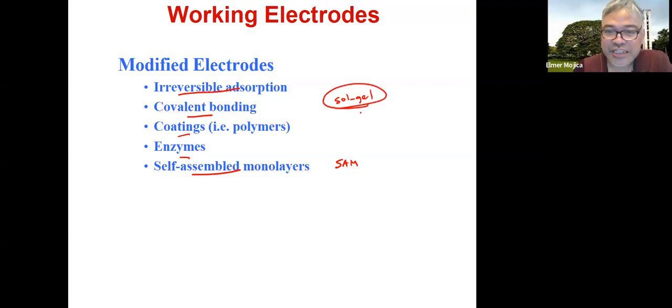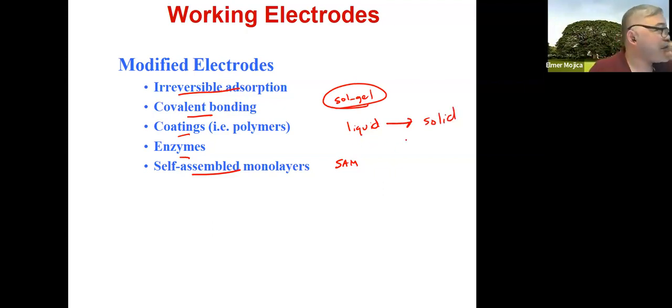So in the sol gel method, it's just like you're preparing a glass-like property. So it starts as what we call a liquid, and then it becomes solid. And again, this is a very good field in research. I have experience on it. I did it during my PhD.